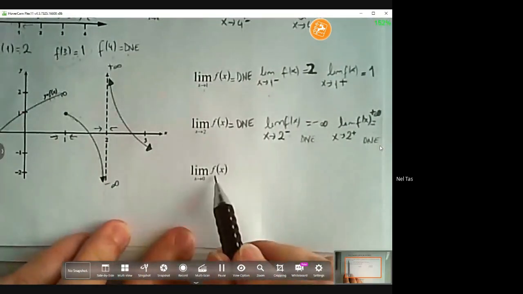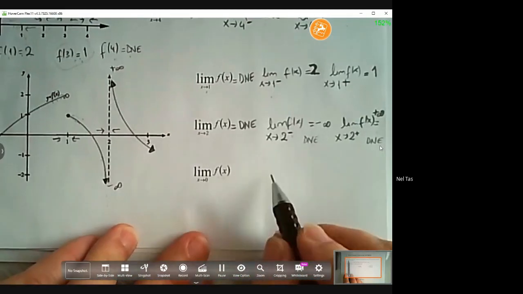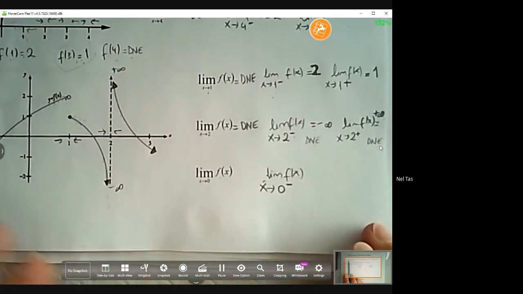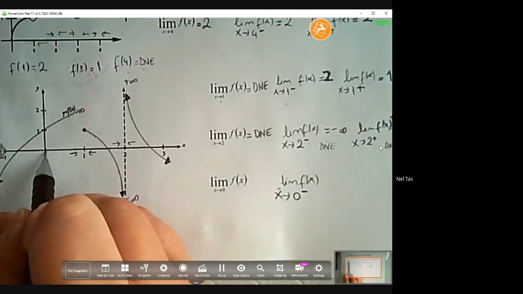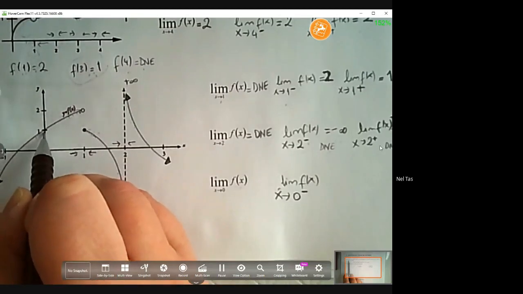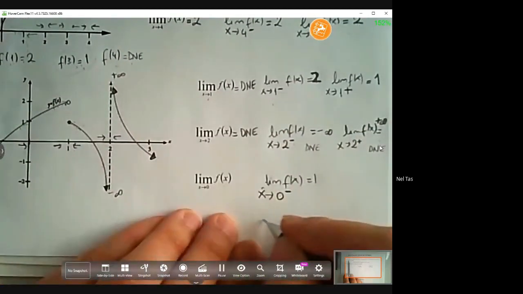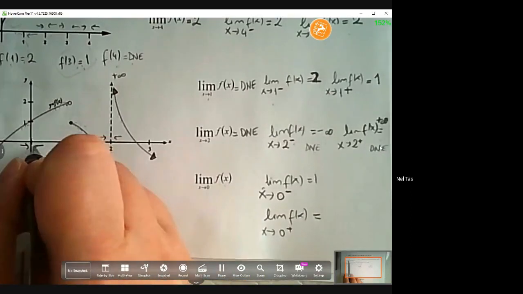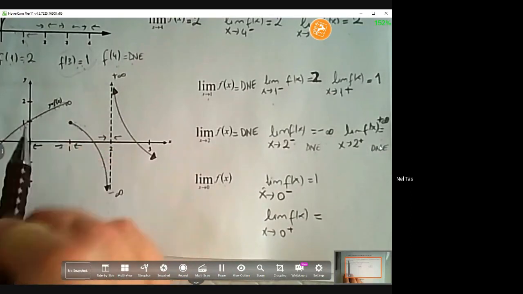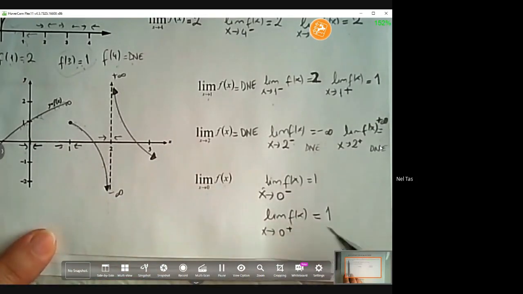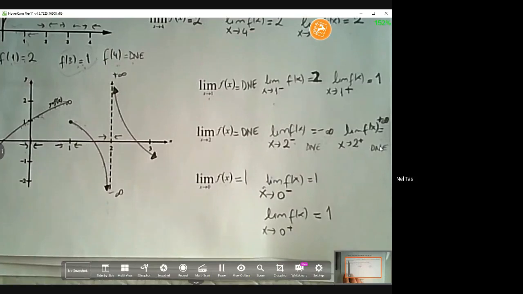Okay, so next one. So limit of f of x as x approaches 0. So limit of f of x as x approaches 0 from left. So the approach 0 is here. We approach there from left. So we see that y values are getting closer and closer to 1. So right side limit, limit of f of x as x approaches 0 from right. Okay, so as you see, the y values are getting closer and closer to 1. Left side limit is equal to right side limit. So limit of f of x as x approaches 0 is 1.